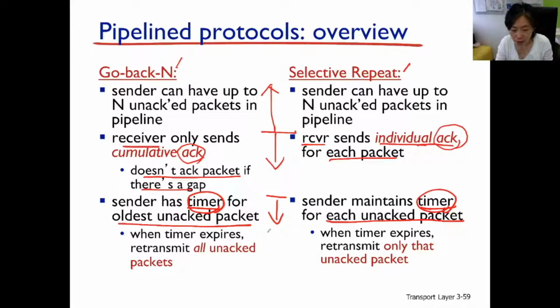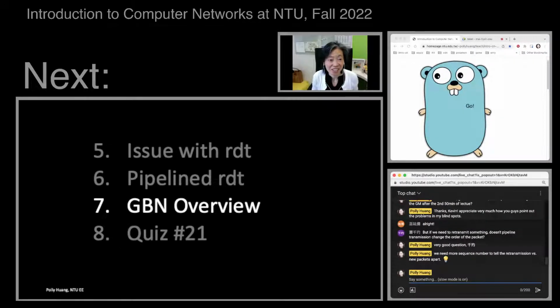And the last difference is this. For Selective Repeat, when the timer expires, the sender only retransmits the unacked packet. So if the timer is for sequence number 10, then it only retransmits packet 10. But in Go-Back-N, when the timer expires, it's going to retransmit from that oldest unacked packet, so all the unacked packets from the oldest one to the newest one. Each timer is going to trigger retransmission of the rest of the flight of packets. Okay, so that's the overview.